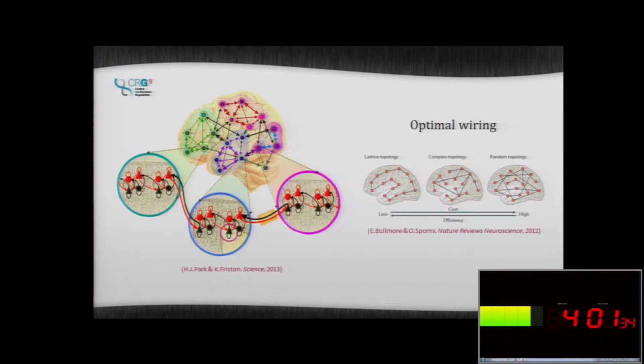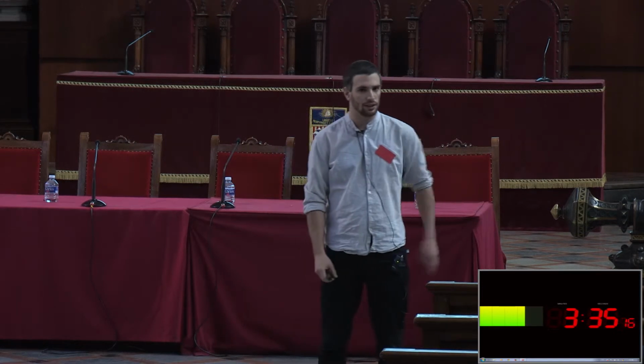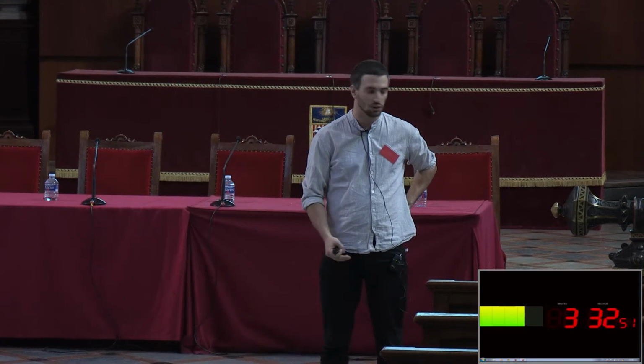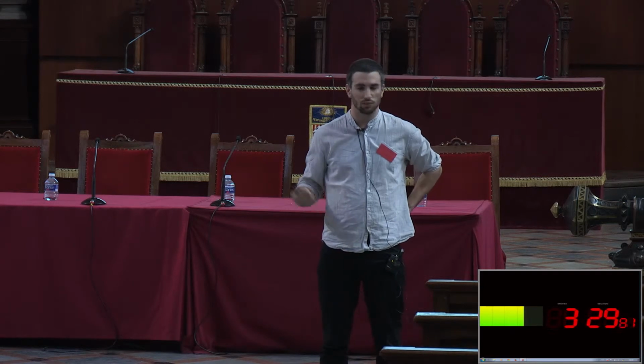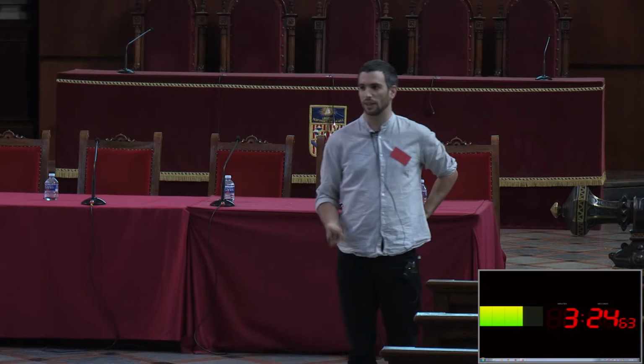Some ideas have been proposed in that sense, and one of the most famous is that there is a trade-off between the wiring cost of setting the network and the efficiency in processing information. If we can imagine a network that has different regions in the brain, and that we want to connect them. If we connect them with the smallest possible amount of cable, we will have that all the nodes are connected, but it has very low efficiency in processing information. In the opposite case, if we have random connections between all the regions, we will have very high efficiency in processing information, but also very high cost.